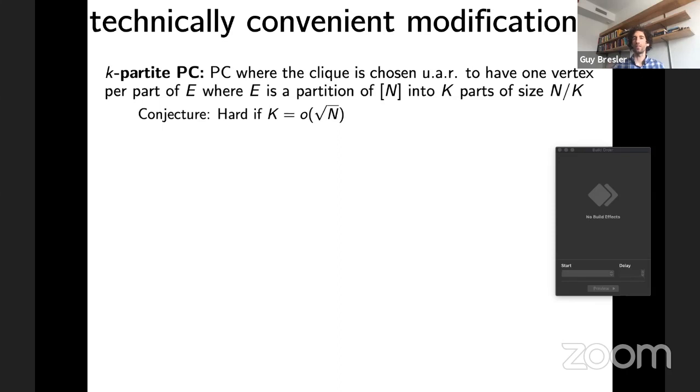Okay, so we haven't significantly changed the problem because for all intents and purposes, the number of possible clique positions is almost the same as it was originally. We've just slightly constrained the position. And indeed, we conjecture that this problem is still hard at the same threshold as planted clique. But we have introduced a little bit of structure that's not there in the original planted clique problem.